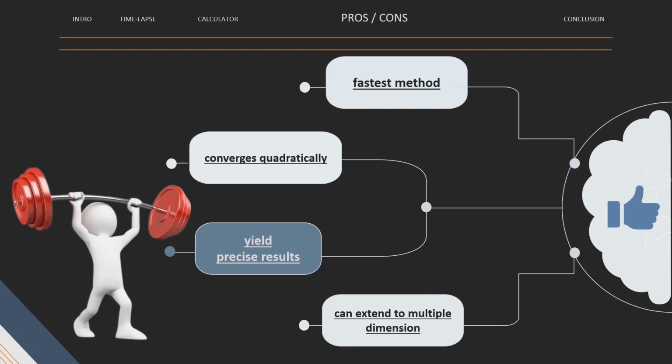Next is the advantages of the Newton-Raphson method. One, it is one of the fastest methods, which converges to the root quickly. Second, it converges on the root quadratically. For example, the rate of convergence is 2. Third, it makes this method useful to get precise results for a root. And the last one is that it is easy to convert to multiple dimensions.